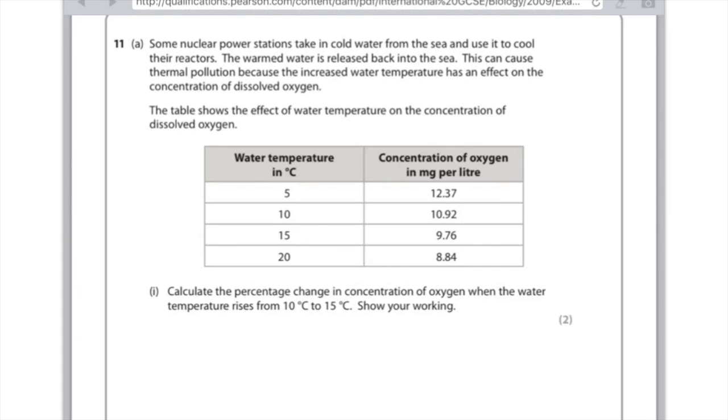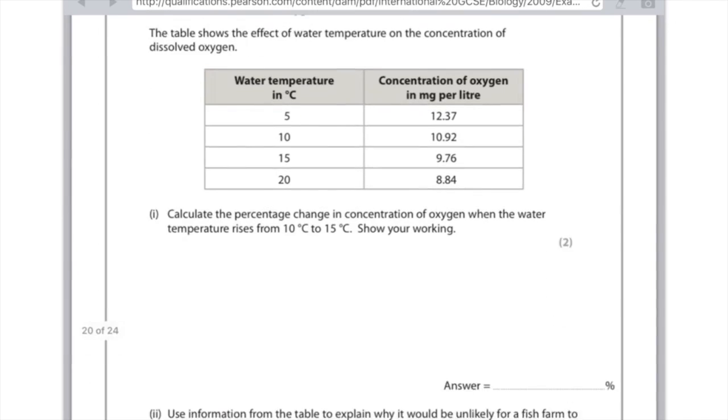Calculate the percentage change in the concentration of oxygen when the water temperature rises from 10 degrees to 15 degrees. Show your working. So let's make sure we're looking at the right numbers. At 10 degrees there was 10.92, whereas at 15 there's 9.76. So the calculation I'm doing here is 9.76 divided by 10.92 times 100. So I can see that at 15 then there's only 89.3% of the amount of oxygen that was present. So in order to work out the percentage change, just do 100 take away that answer, and you'll see that there is a 10.6% decrease in the amount of oxygen.